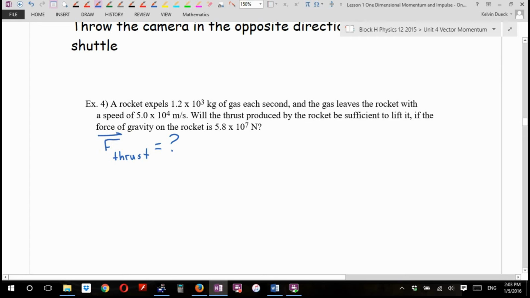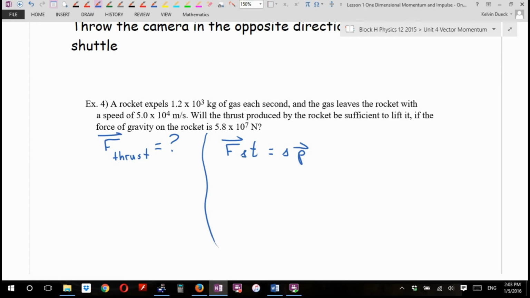Now, we could probably do this with F equals ma and winner minus loser, but let's see if we can do this using force and impulse. Let's see if we can go impulse equals... impulse. Could I get the F by itself? Yeah? How?